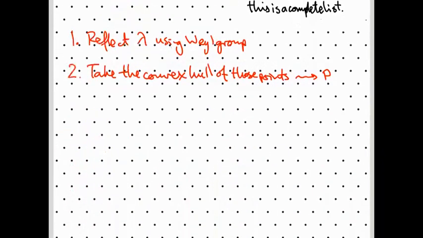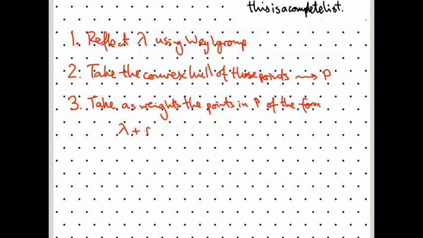So here's what I do. Take as weights the points in P, possibly on the boundary of P as well, of the form lambda plus R, with R in the root lattice.